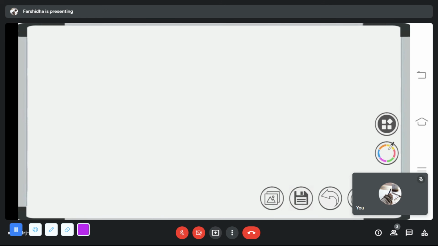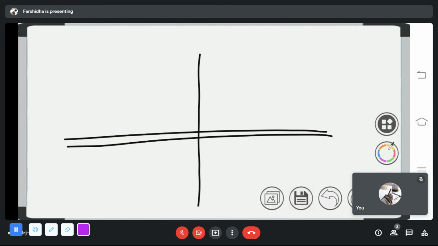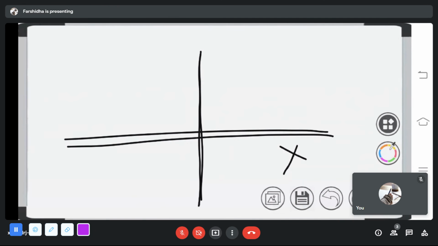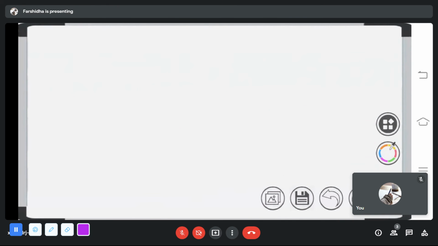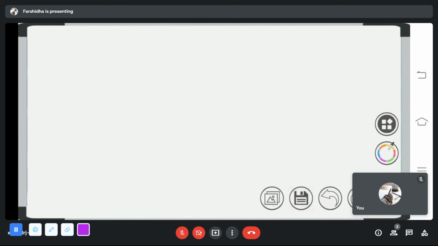Is it coordinate? X-axis and y-axis. I've told you, this horizontal line you'll call the x-axis and the vertical line the y-axis. So you can write the answer: the horizontal line is the x-axis and the vertical line is the y-axis.